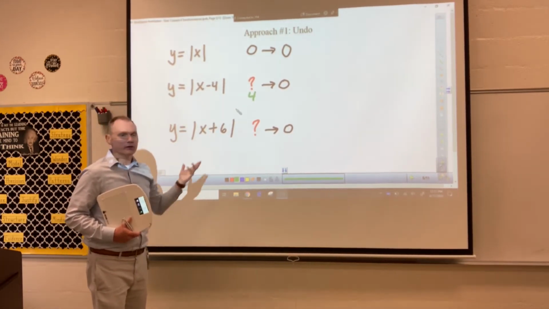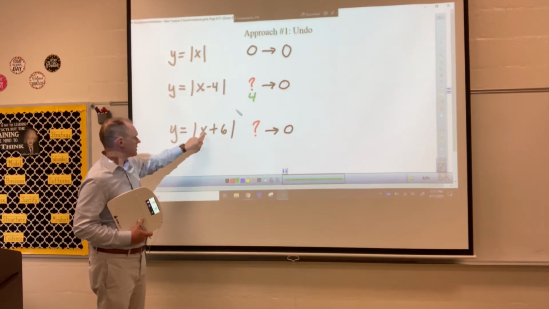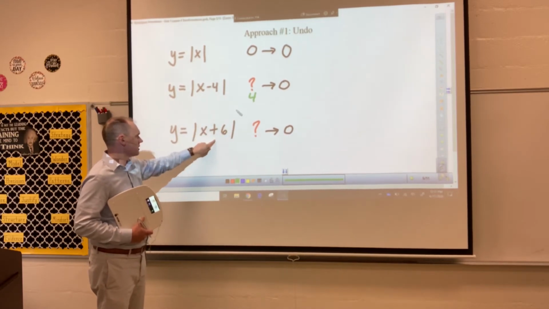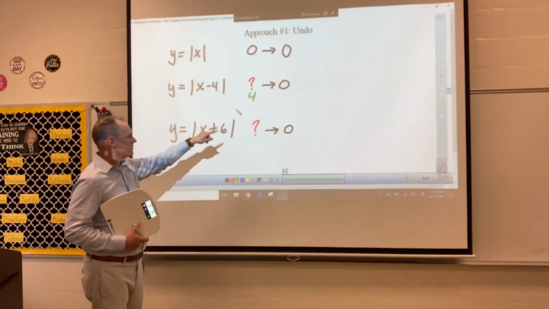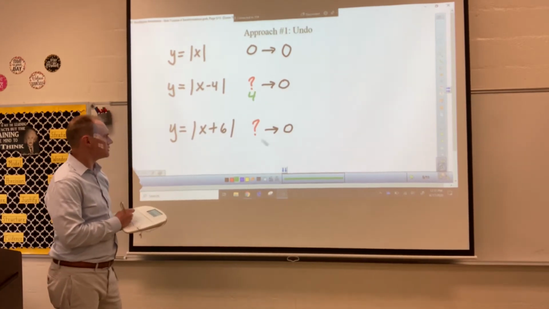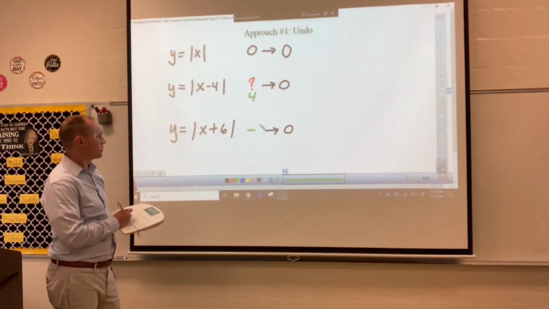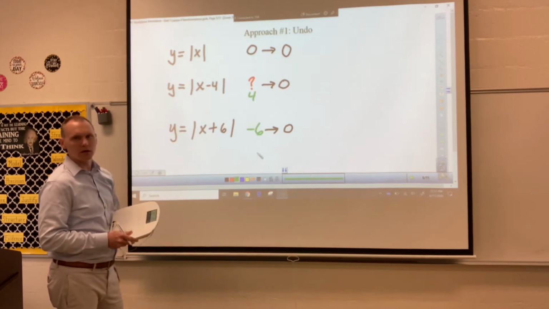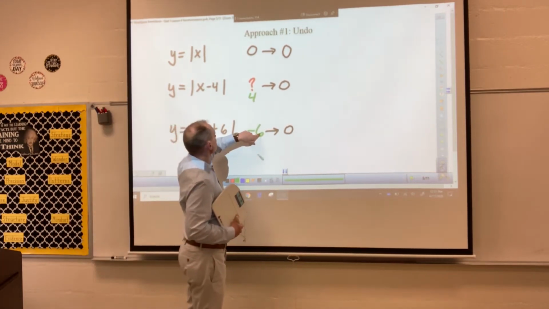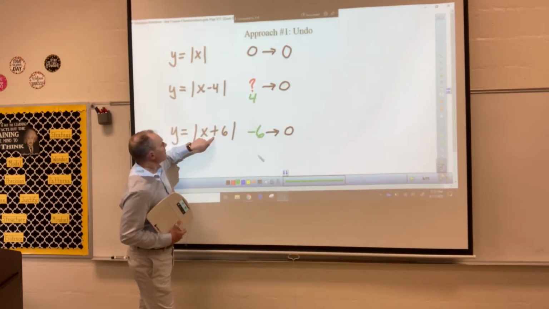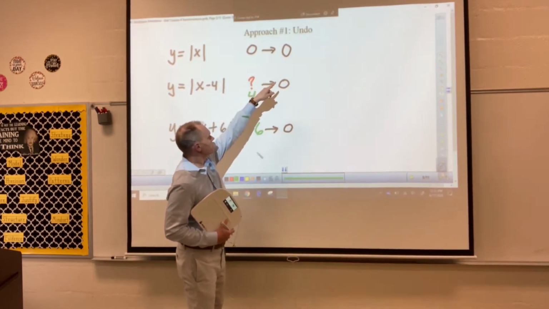Well, you're probably thinking negative 6, right? Because negative 6 plus 6 gives us 0. Absolute value of 0 is 0. So negative 6 is what produces 0 down here. So up here we have 0 produces 0.